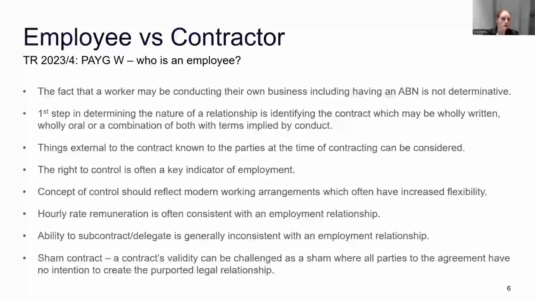So with the tax ruling, as I said, this goes through who an employee is for PAYG withholding purposes. And the first point that I just wanted to make with this is the fact that a worker may be conducting their own business, including having an ABN, is not determinative.